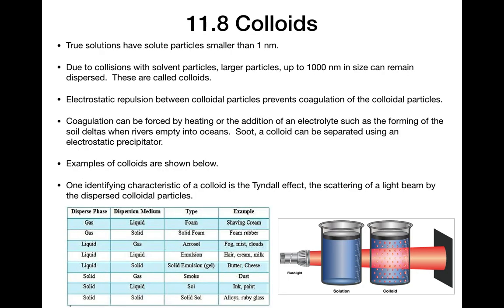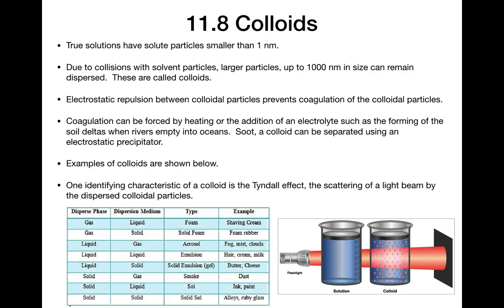Let's wrap up with colloids. Now colloids are sort of like solutions in that they stay mixed, but true solutions are considered homogeneous and have solute particles smaller than 1 nanometer. In colloids, you can get up to 1,000 nanometer particles in size to remain dispersed in a liquid or a gas or whatever dispersing medium, simply due to collisions with those solvent particles and electrostatic repulsion between colloidal particles preventing coagulation of those colloidal particles.